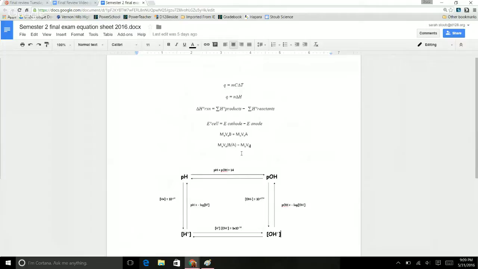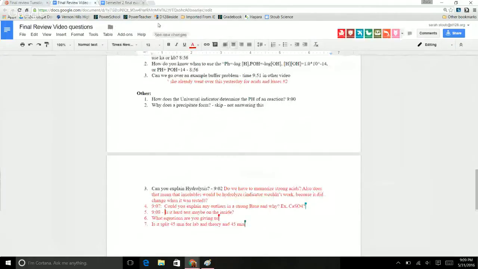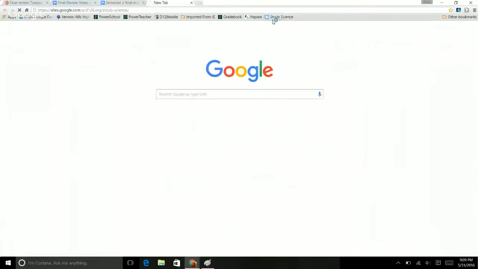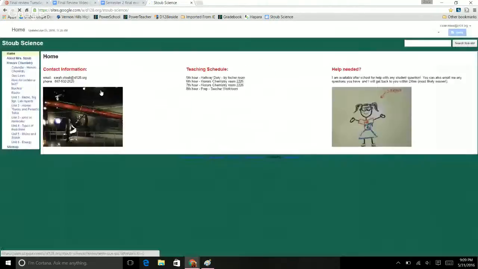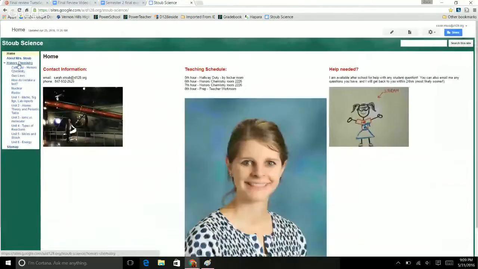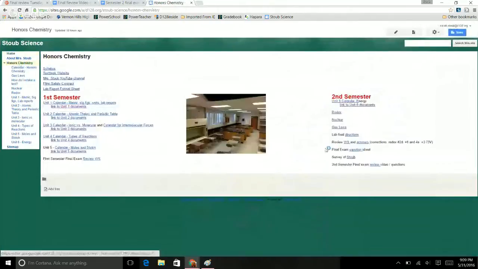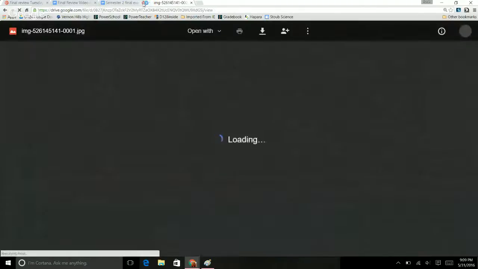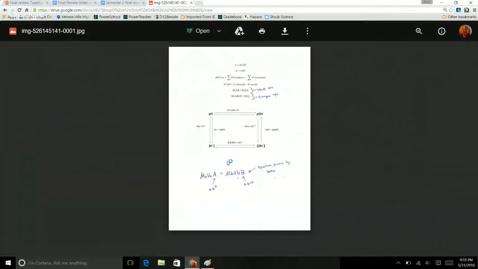So I'm going to write Han's equation on the board. You will find my equation on my website. If you click on this honors chem part, right down in here, final exam equation sheet. So there I put in Han's equation. I scanned her in.